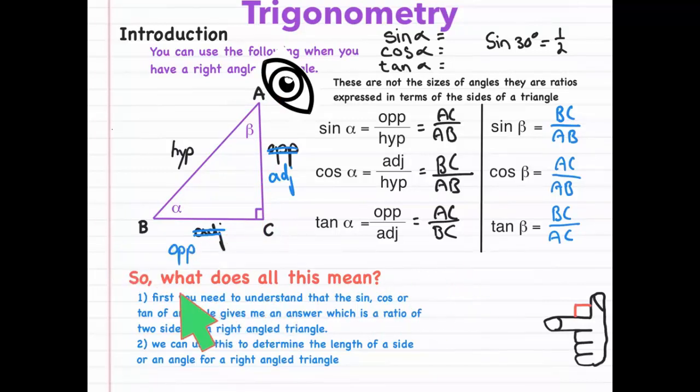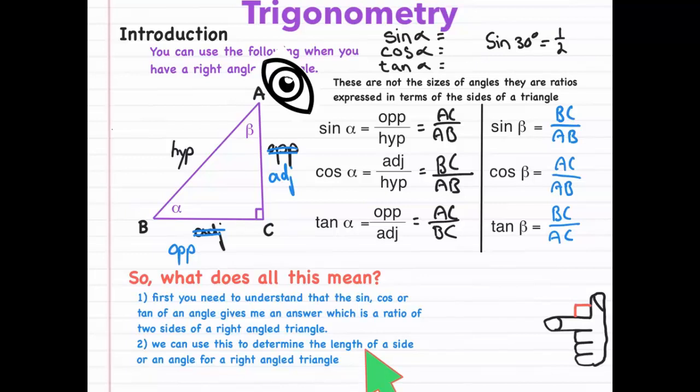Okay, great. Now, so what does all of this mean? First, you need to understand that the sine and the cosine or the tangent of an angle gives me an answer which is a ratio of two sides of a right angle triangle. Okay. So when we divide these two sides, we get an answer which is a simplified version of these two sides divided by one another. Okay, then we can use this to determine the length of a side or an angle for a right angle triangle. That's what we're going to do later on.